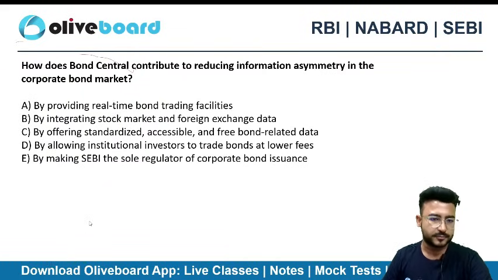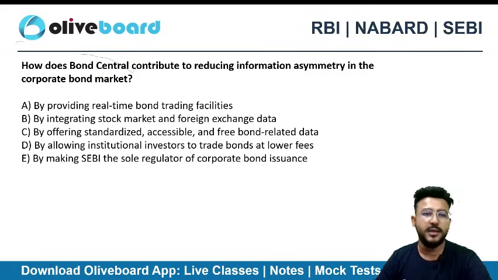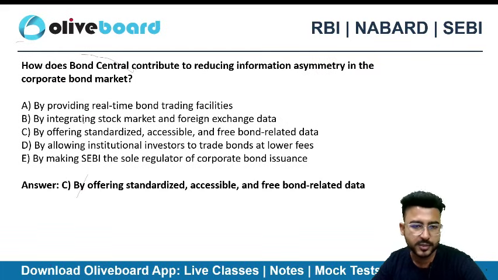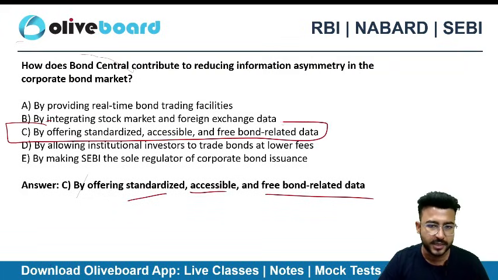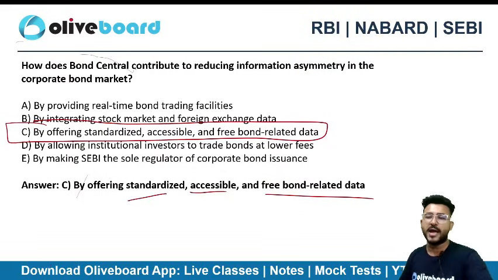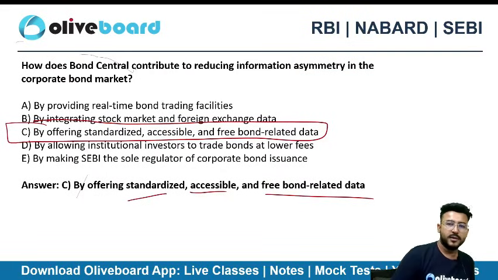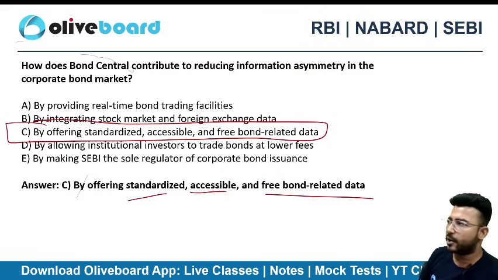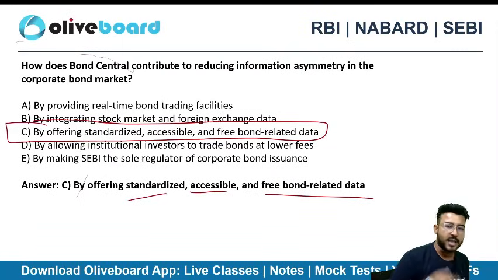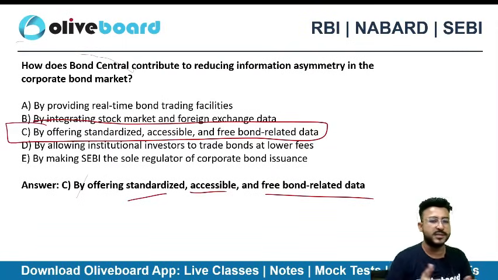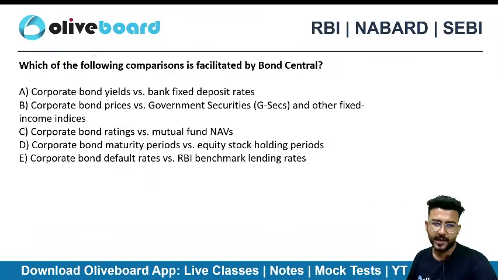Next one. How does Bond Central contribute to reducing information asymmetry in the corporate bond market? So they offer standardized, accessible, and free bond related data. That's how they reduce the information asymmetry. Earlier, retailers were not having adequate data to access the bond centralized database. Now we have it. So that's why it reduces the information asymmetry here, right?